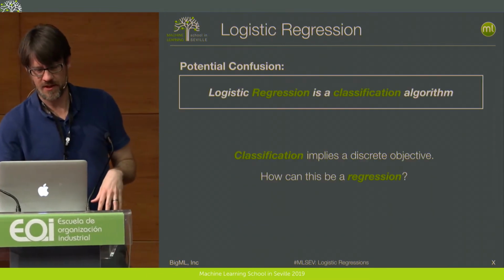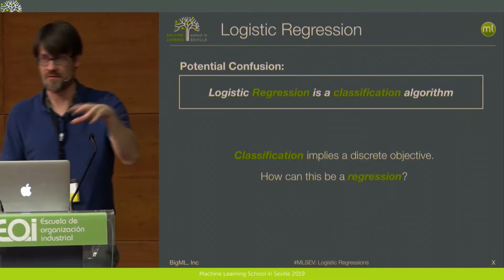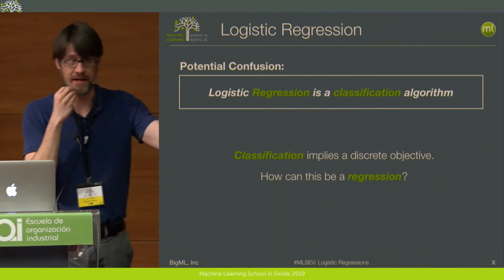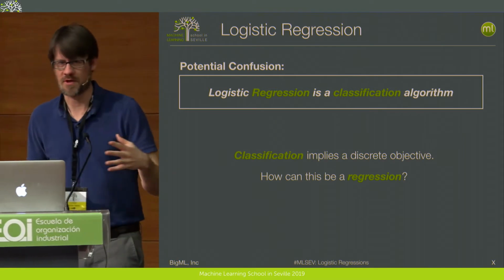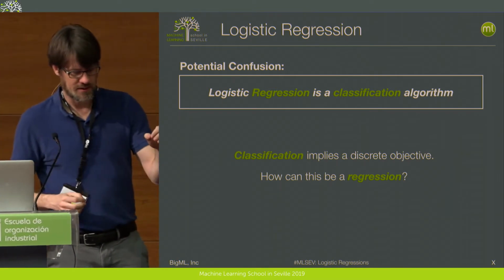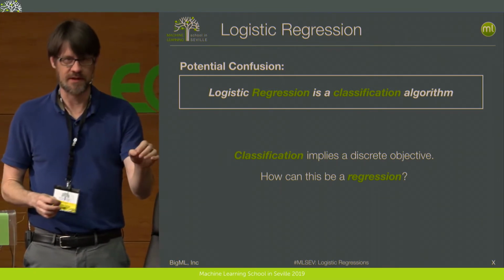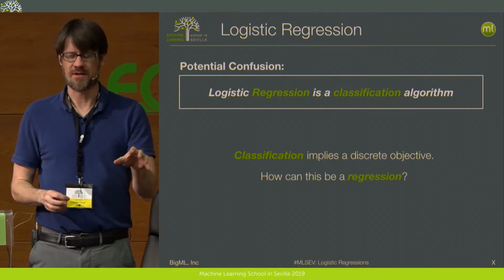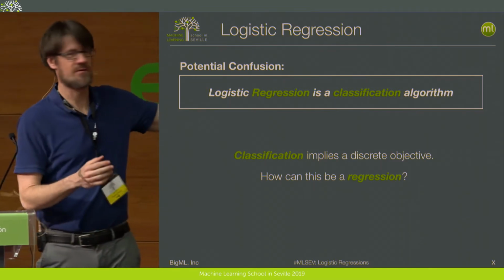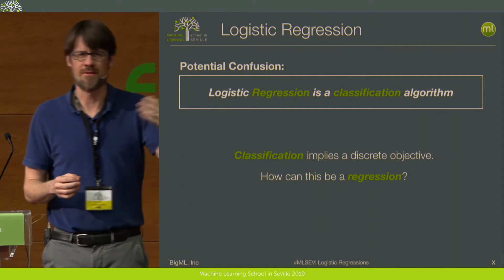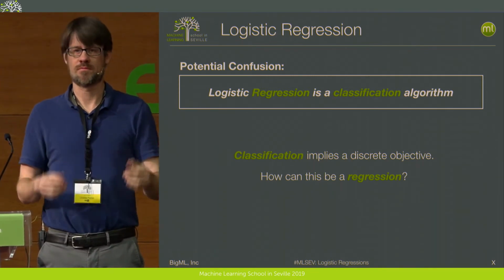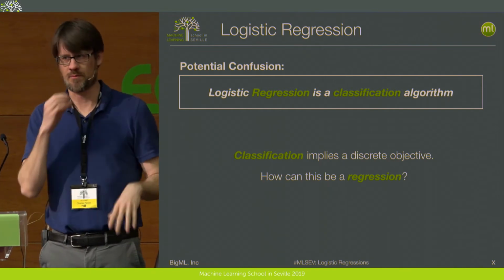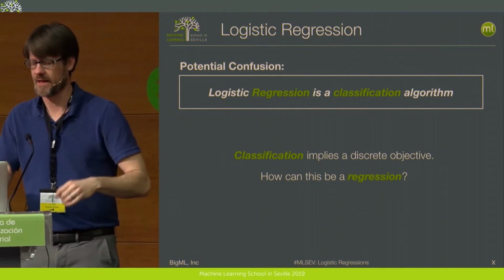Again, classification implies a discrete objective, so it implies you're predicting a label or a category. And so how do we cast this as a regression problem? Like we said, regression algorithms are specifically designed to predict numeric objectives. So the fact that this is called logistic regression implies that we're going to use it to predict a numeric objective, even though we know, because I'm telling you, that you can only use it to predict classes. So how do we convert one thing into the other?